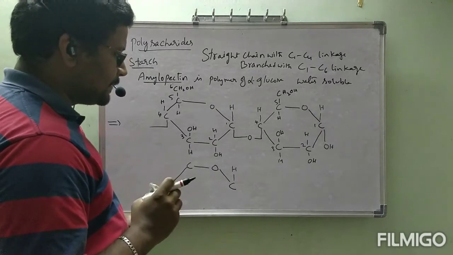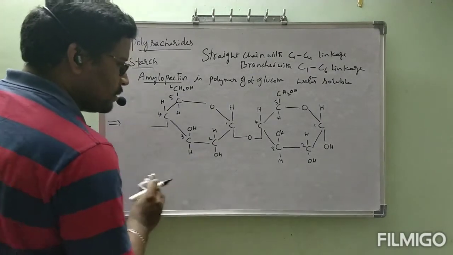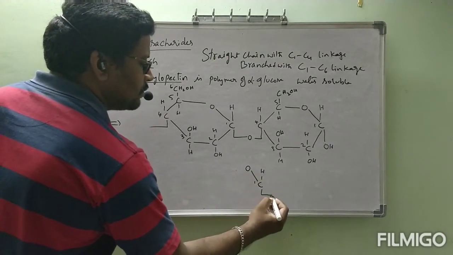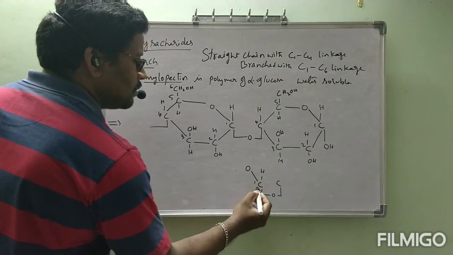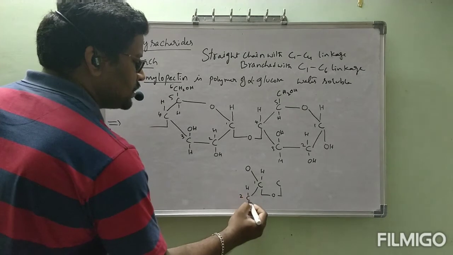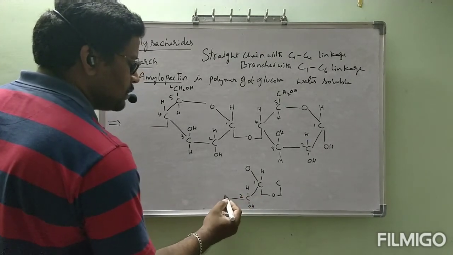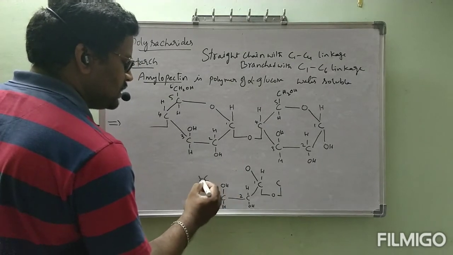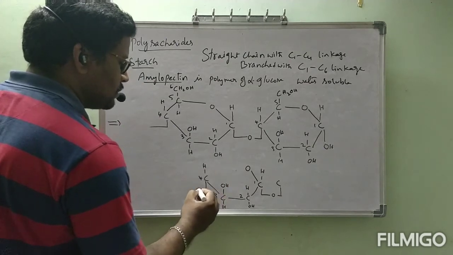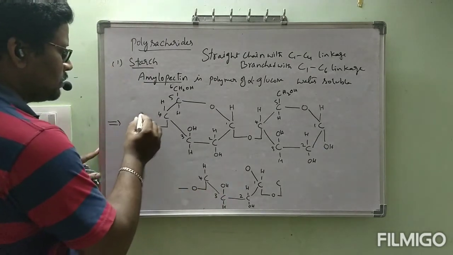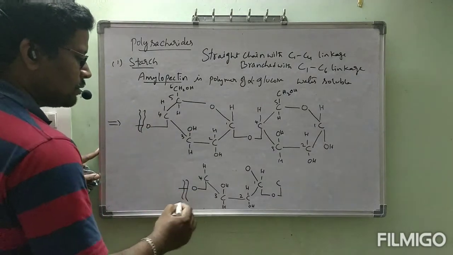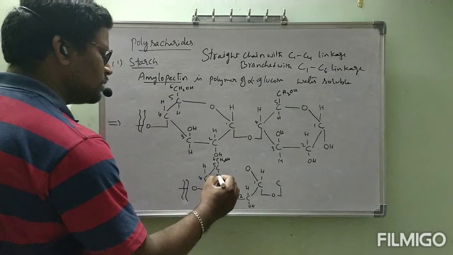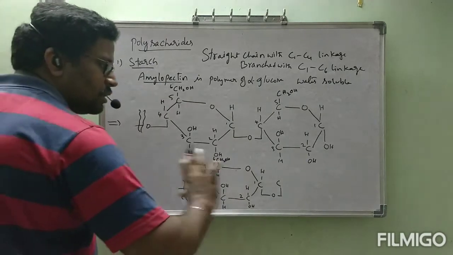Just 1 minute. Oxygen, C1 H, C2 H, OH, C3 OH H, C4 H, continuation. Here also continuation. C5, CH2OH, this is the 6th carbon, H, oxygen. This is continuation, straight chain only.